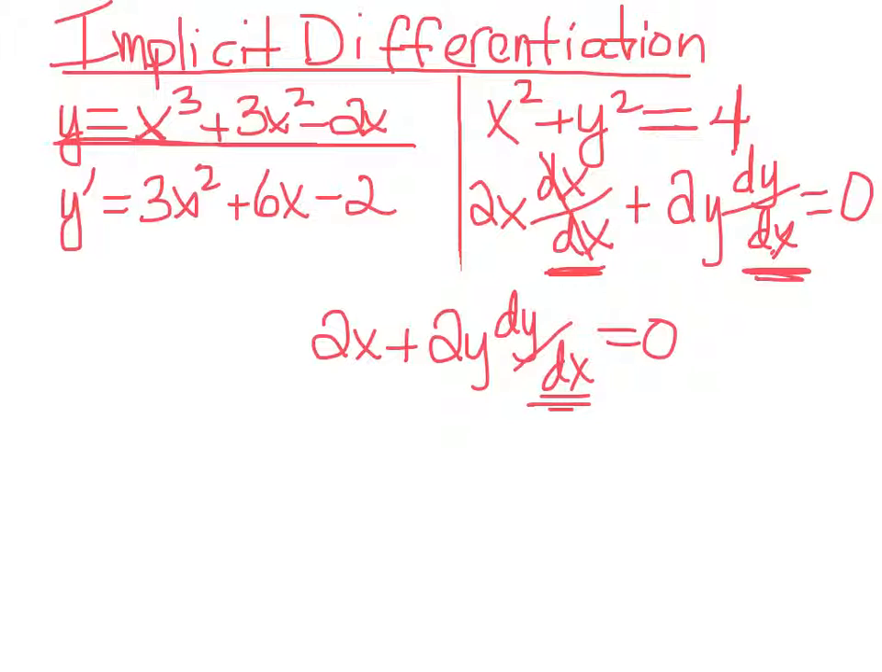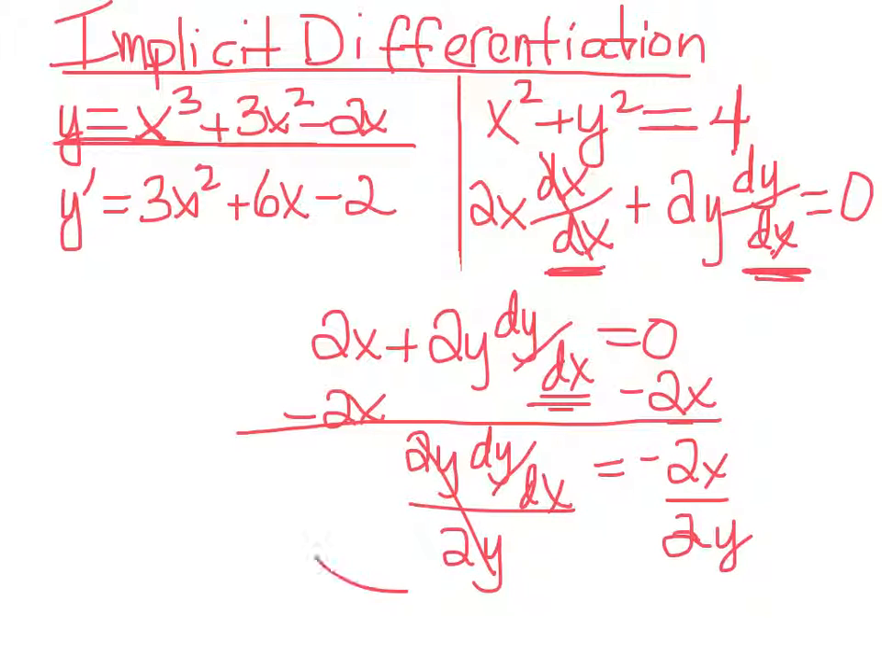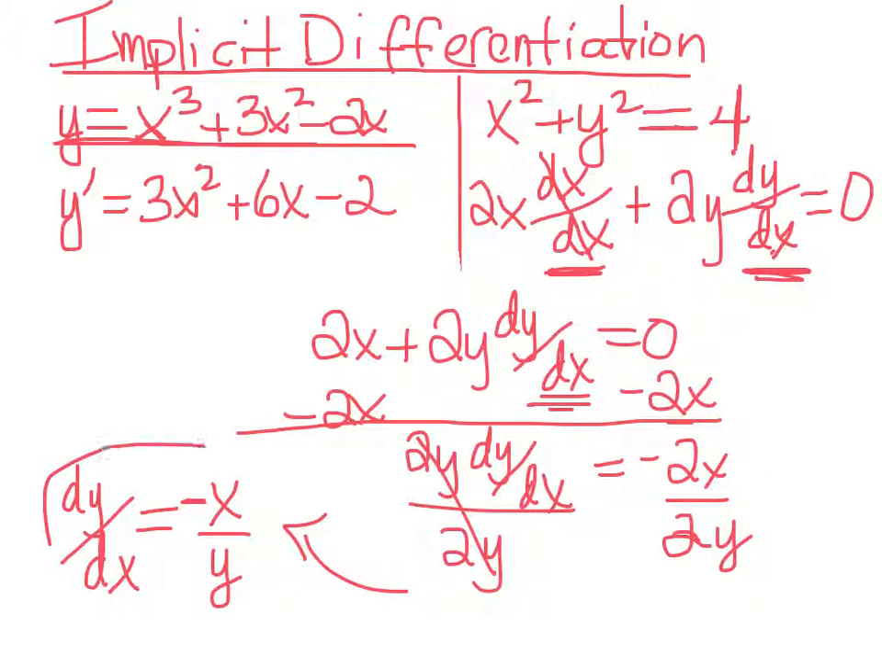So I'm going to start by moving that 2x over. And we're going to get 2y dy dx equals negative 2x. We're still trying to get that dy dx by itself. So what we're going to do now is divide both sides by 2y, and I'm going to have to squeeze the answer in over here. You see now that we get dy dx is equal to negative x over y. And there is your derivative.